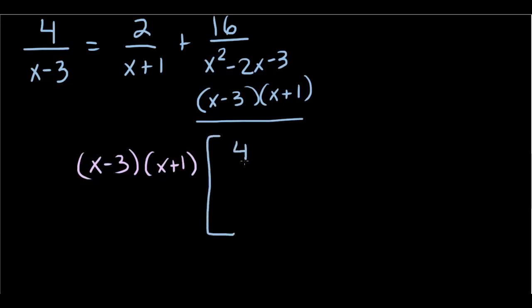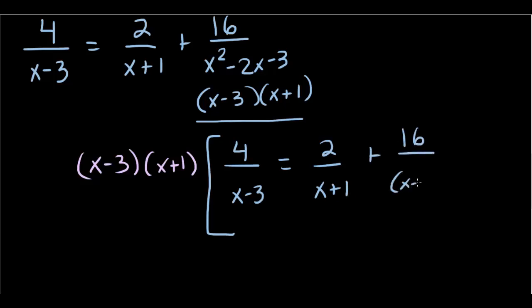So 4 over x minus 3 equals 2 over x plus 1 plus 16 over x minus 3 times x plus 1.